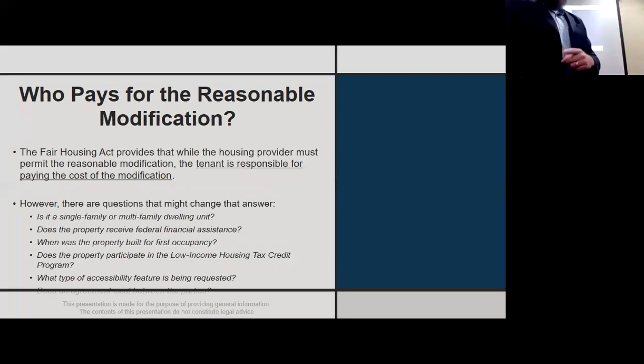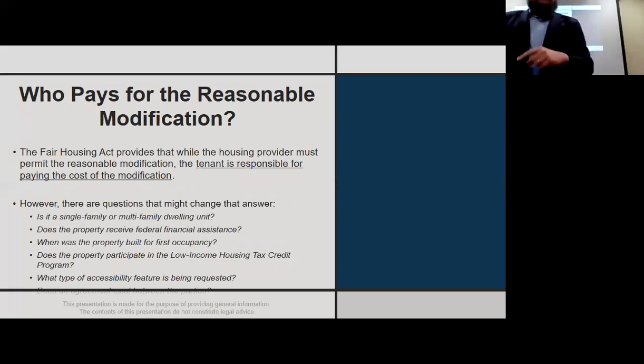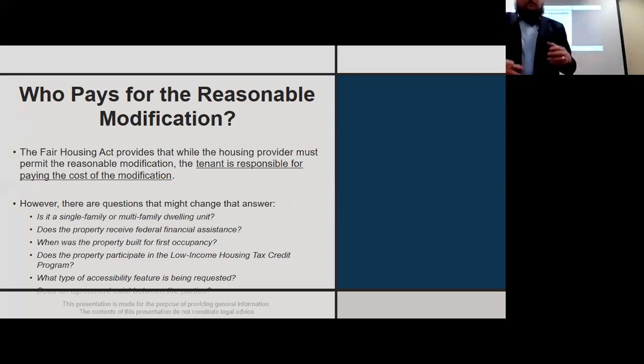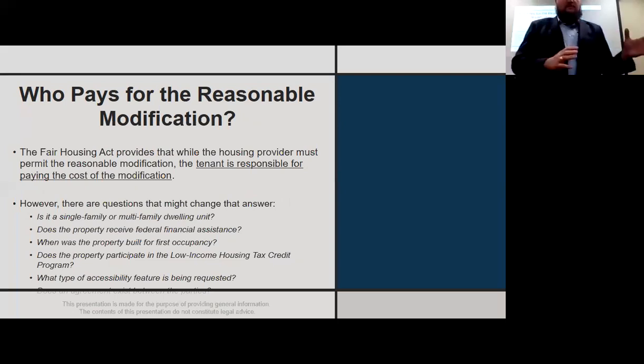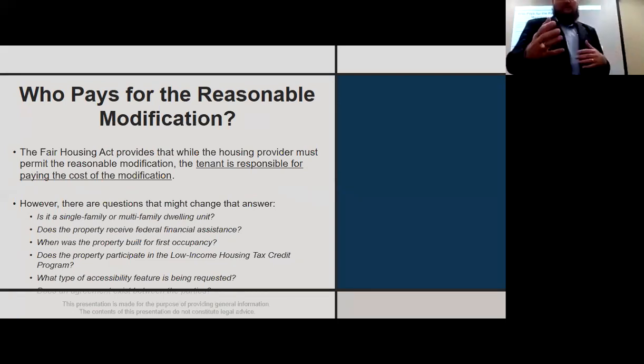Which is totally different than the modification, because the modification is going to be paid for by the tenant, because again, this is a structural change. This is a dramatic change. This isn't just, can I get somebody to help here? This is, I'm adding a wheelchair ramp, or I'm adding a handicapped accessible shower into a unit. So in most cases, the tenant is responsible for the cost of the modification. But there are some questions that can answer that.